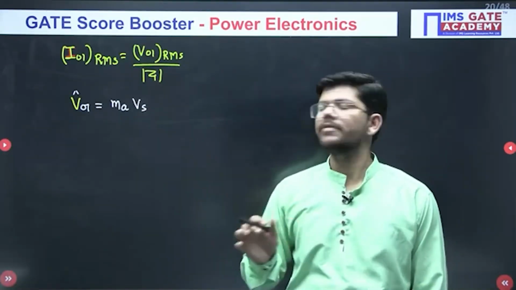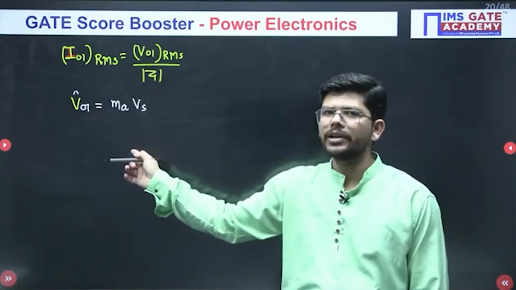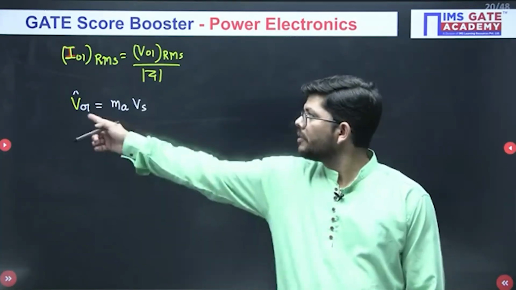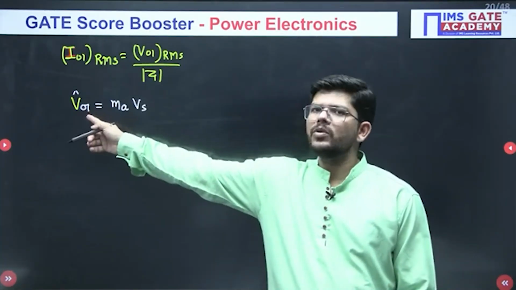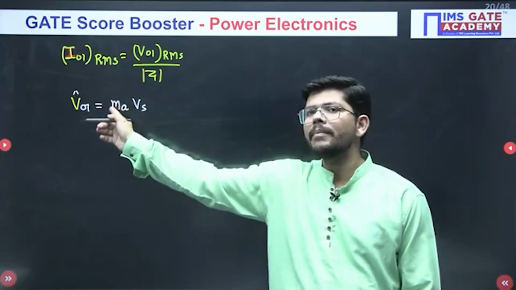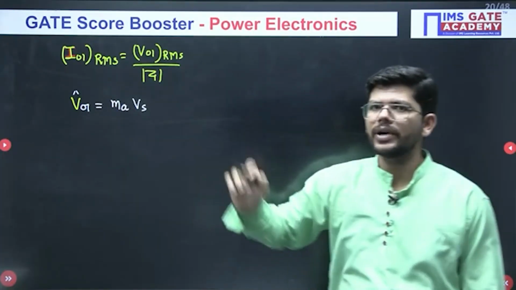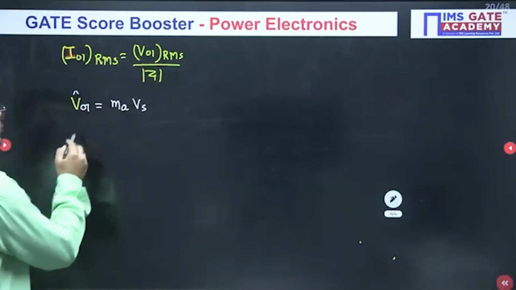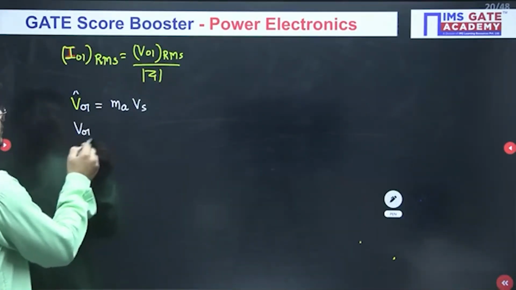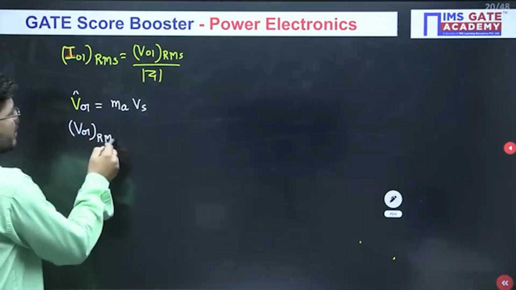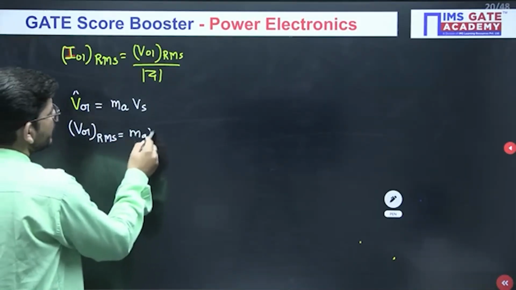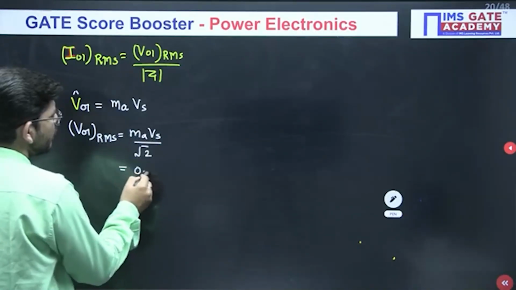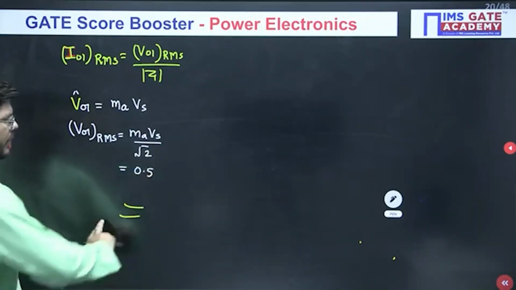If it is a half bridge inverter, we will be writing Vs by 2 here. If it is a 3-phase converter, we will be calculating peak to peak line voltage and we will be writing root 3 MA Vs by 2 here. Okay, but we have single phase full bridge inverter, so this is the formula that we have to use. Then what will be the RMS value? RMS value will be MA Vs divided by root 2. What is MA? 0.5, we have already calculated.